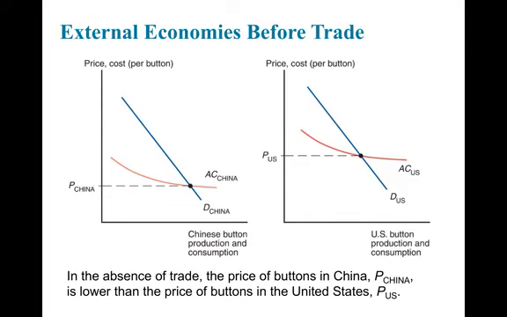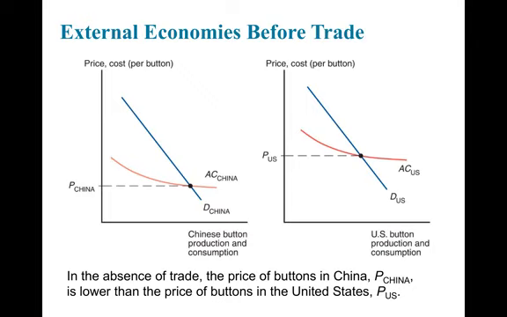In the left panel, we have average cost and demand for China. The price is P China. In the right panel, we have production and consumption and price in the US. This picture shows that before opening up trade, price is lower in China than in the US, reflecting a lower average cost.